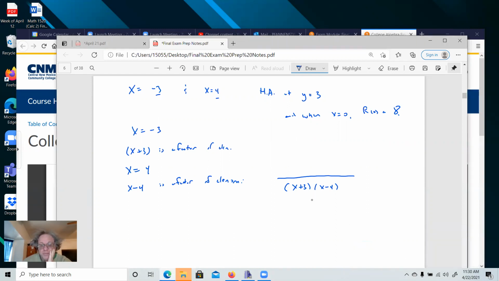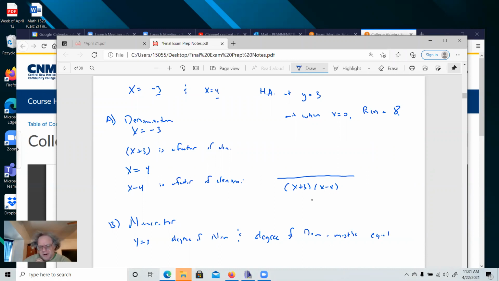So what about the numerator? Well, we have a horizontal asymptote. So here's my denominator, here's my numerator. Now since we have a horizontal asymptote at y equals 3, we only get a horizontal asymptote when the degree of the top and the bottom are the same. So the degree of the numerator and degree of denominator must be equal.